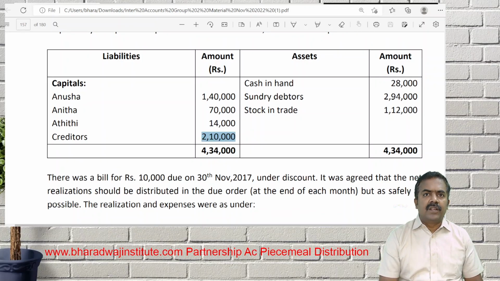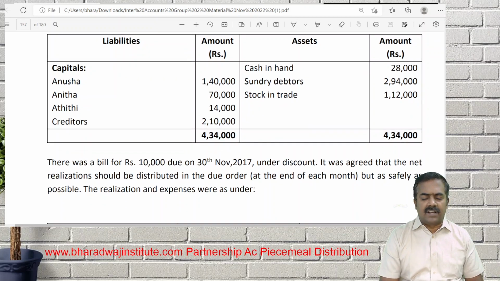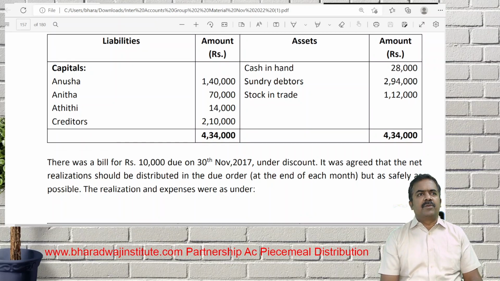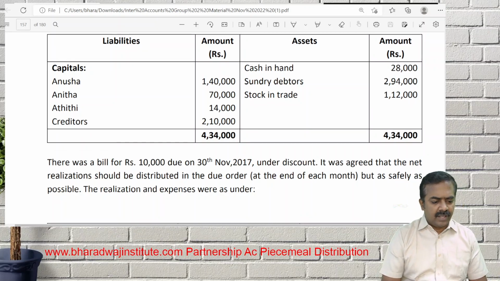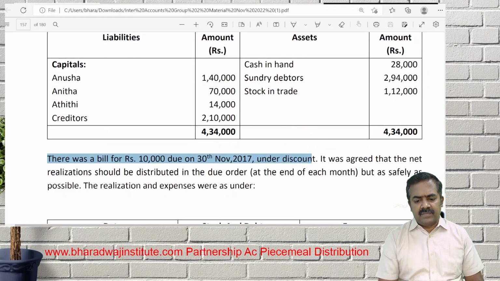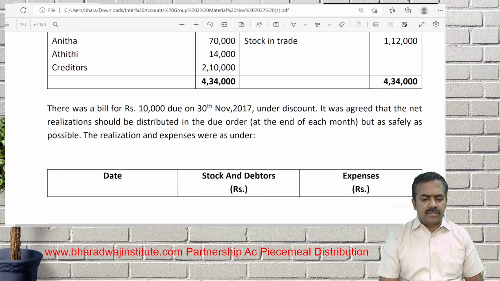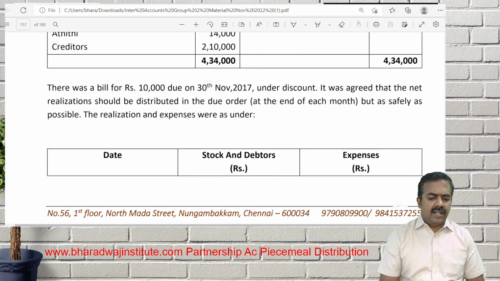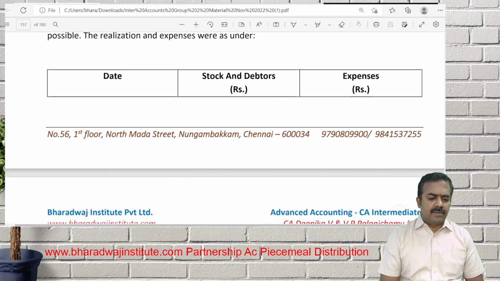Creditors, how much is given? 2,10,000. That is the only external liability. We have cash, debtors and stock. Only debtors and stock are the assets of the firm. Probably it would have been a trading firm. There was a bill of 10,000 due on 30th November under discount. Then it was agreed that net realization should be distributed at the end of each month as safely as possible.